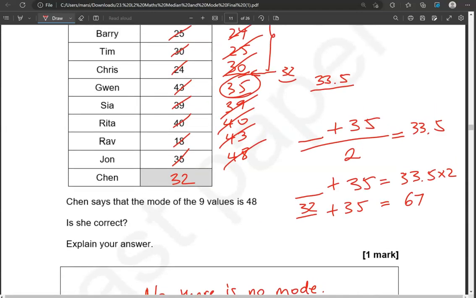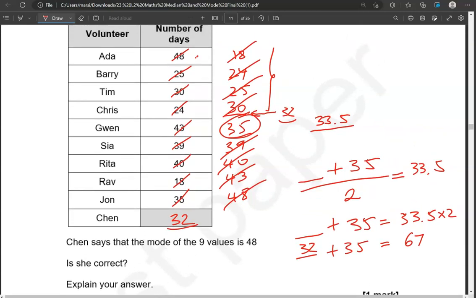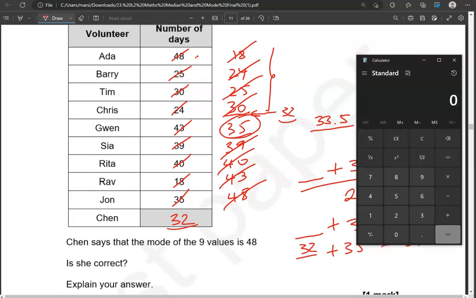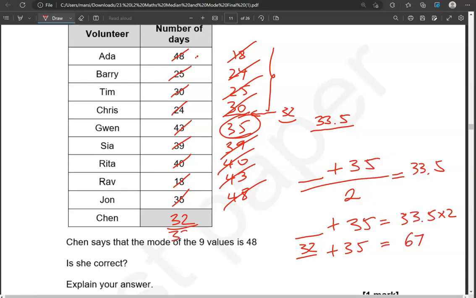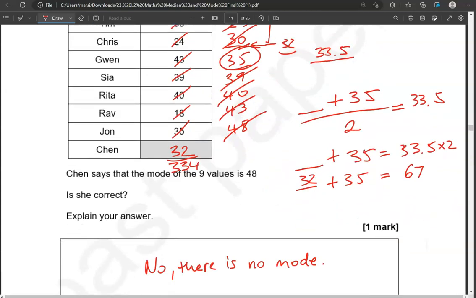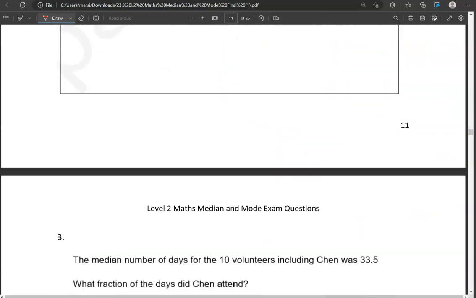So we have the 32. So 32 out of the total. What is the total? Let's work it out. So 48 plus 25 plus 30 plus 24 plus 43 plus 39 plus 40 plus 18 plus 35 plus 32 gives us 334. So 32 out of 334.